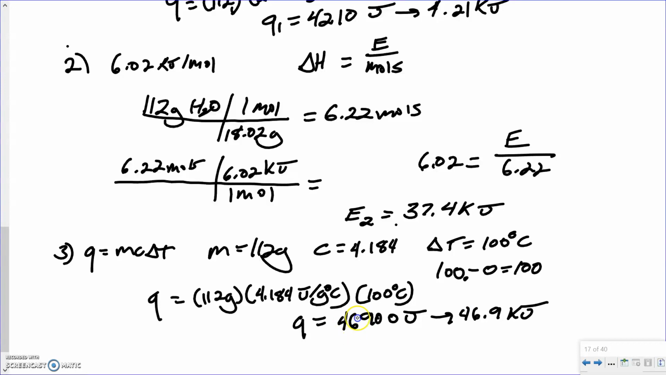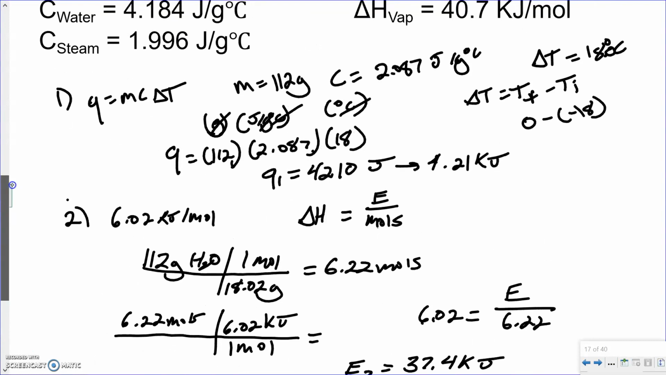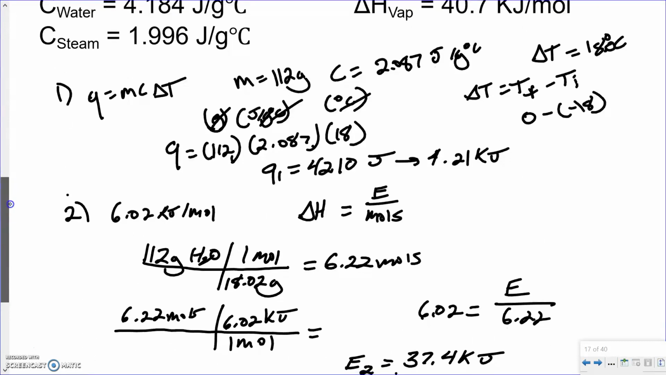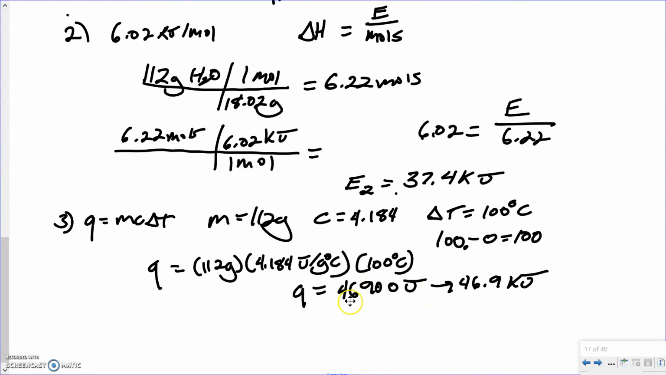Okay, notice this is much higher than our first part. The amount of energy in the first one was only 4.21 kilojoules versus here we're dealing with 46.9 kilojoules. Why is it so much more? Two factors are going on here, same amount of water, but you're changing the temperature by 100 degrees versus 18 degrees, and the other thing is our specific heat capacity. For ice, it was only about 2. For liquid water, it's about 4, which means it takes twice as much energy to change it by 1 degree Celsius.